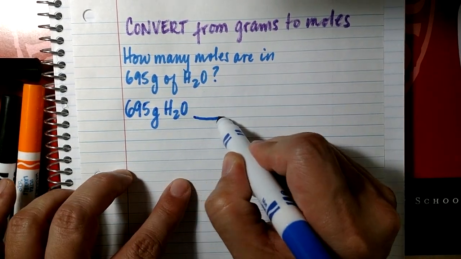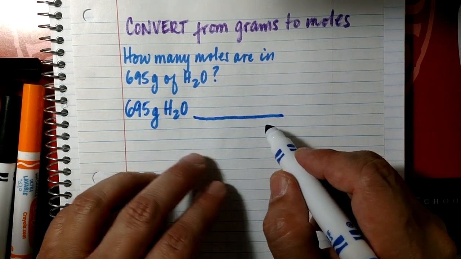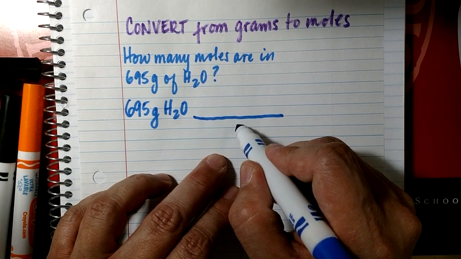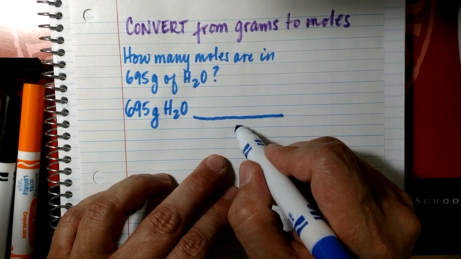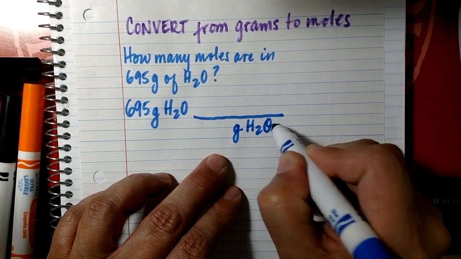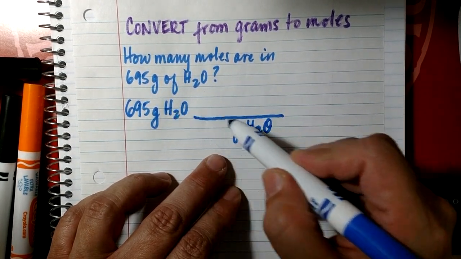And then we need to use a conversion factor. And we have to remember what unit goes on the bottom of the conversion factor. We place in the bottom of this conversion factor the units that we are trying to cancel out, the units we're trying to get rid of. In this case, we're trying to get rid of the words grams of water, because grams of water is given.